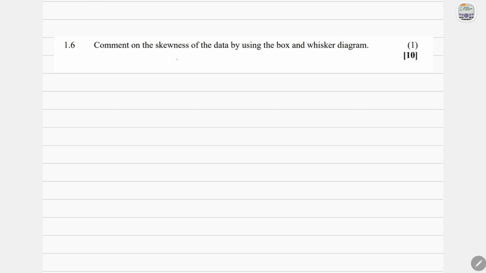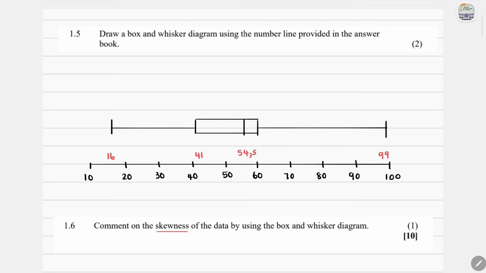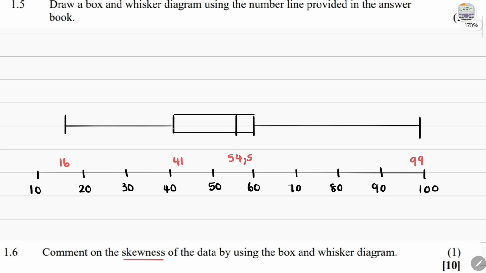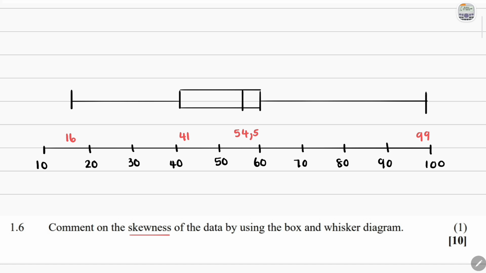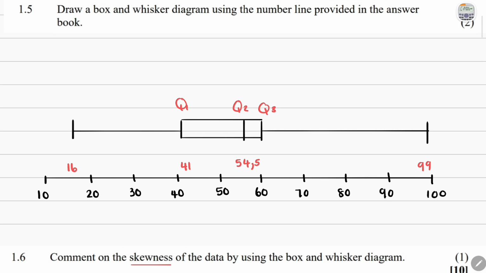Question 1.6 says, comment on the skewness of the data by using the box and whisker diagram. Okay, so based on the box and whisker diagram, how can we say this data is skewed? Is it skewed to the left or to the right? You can do this by looking at the quartiles. So we're looking at Q1, Q2, and Q3. Let's look at it like this. Imagine you're standing and facing front. So this would specifically be your right-hand side, and this would be your left.